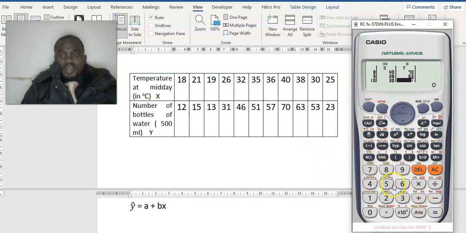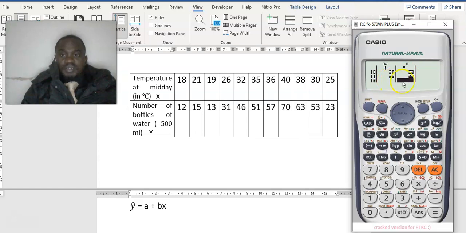Then 53. And the last one is 23. Take your time to check whether they correspond, because if you don't type this one correctly, you are going to get everything wrong.